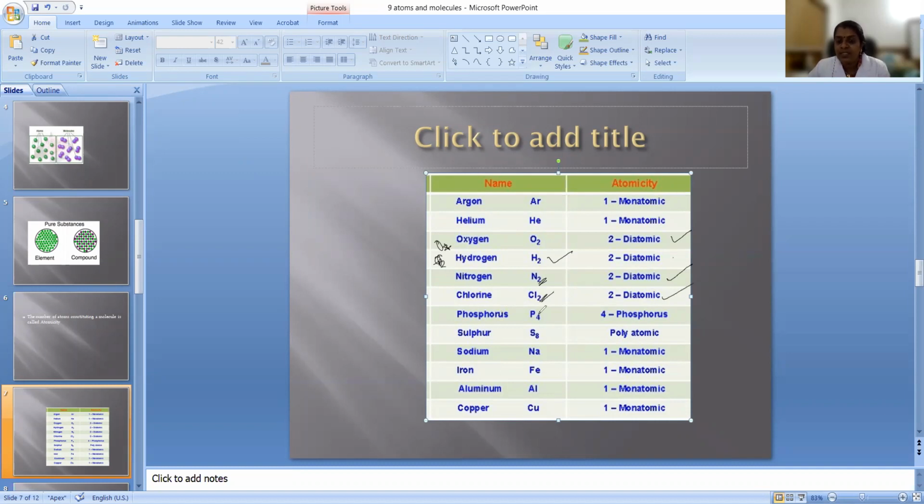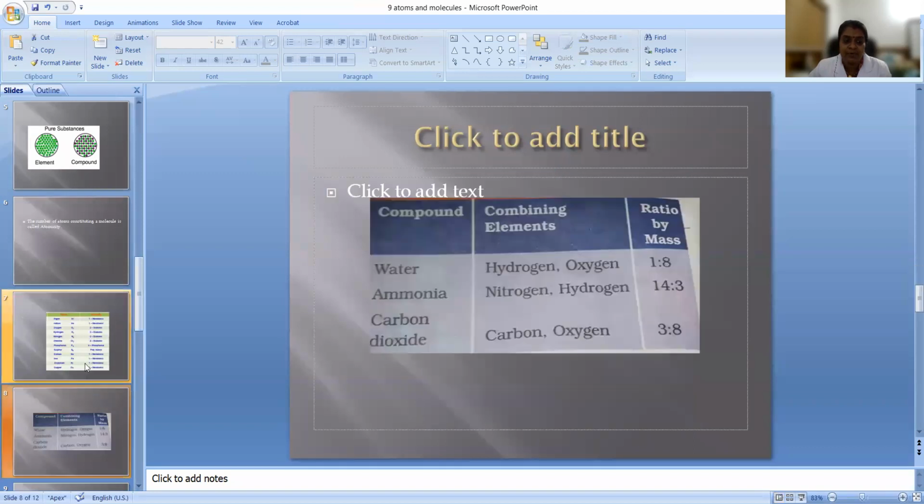Phosphorus consists of four atoms inside it, so it is tetraatomic. Triatomic, you also have an example, though it is not given here. Triatomic means ozone. O3 is triatomic. And sulfur is S8. If more than 4 atoms are present, then it is called polyatomic. All the metals are monoatomic. Na, Fe, Al, they are all monoatomic. What is atomicity? Very easy. Atomicity is the number of atoms. Now let us see what this ratio is.